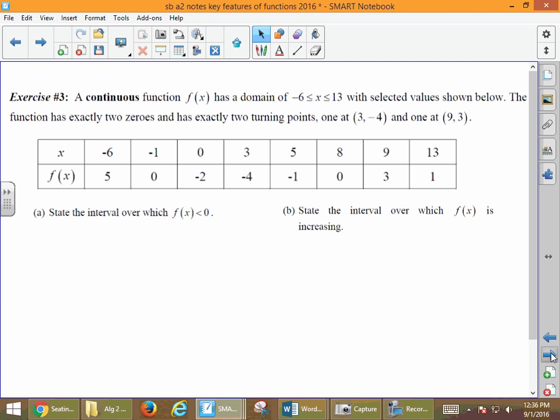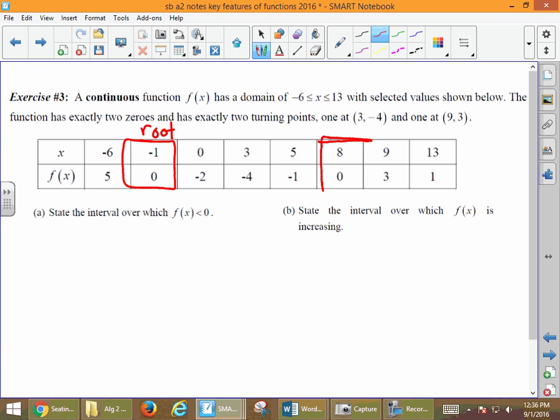And I want to look at the zeros here for a second. This is a 0, which I'm going to put a root there. And this is a 0 or a root of the function. And when we look down here, it says state the interval over which f of x is less than 0. So by the way, if we graphed f of x equals 0, what does that look like? Horizontal line.